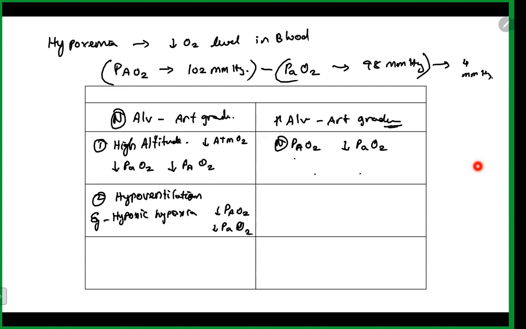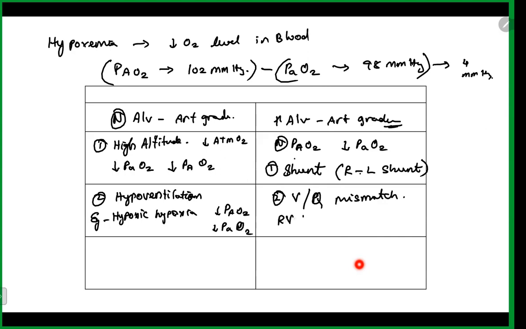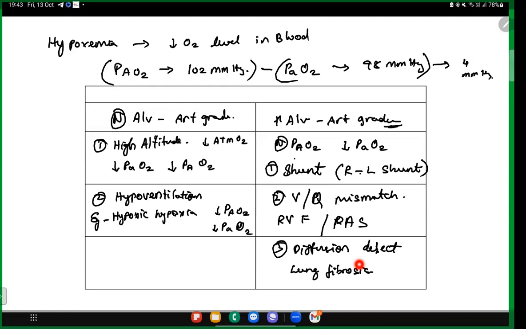Where all will the alveolar arterial gradient be increased? Number one, in case of a shunt. In conditions with a right to left shunt, it increases. Second, ventilation perfusion mismatch. For example, right ventricular failure, or when there is pulmonary artery stenosis. In all these conditions, again there is an increase in the alveolar arterial gradient. And number three, diffusion defect. For example, lung fibrosis. In these conditions also, what happens? There is going to be hypoxemia.